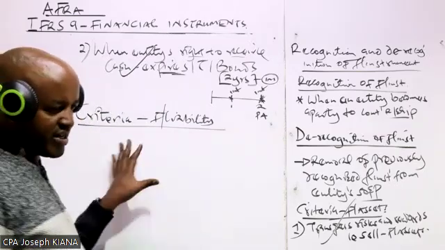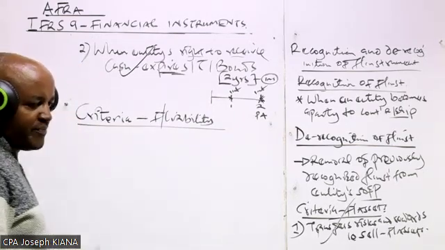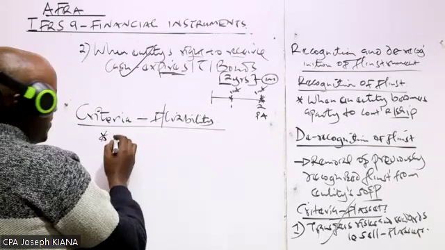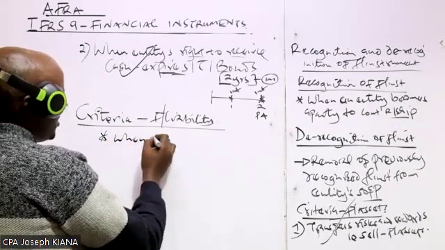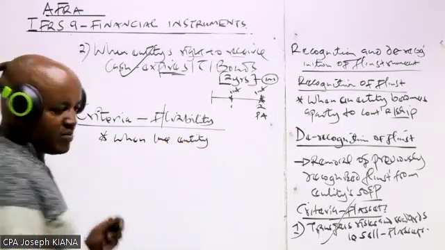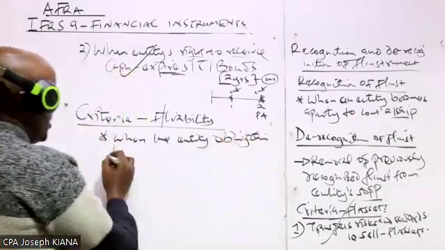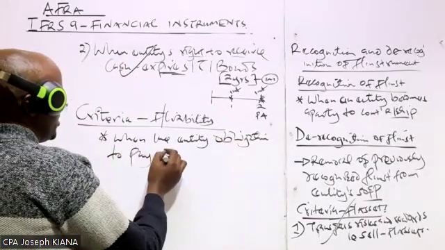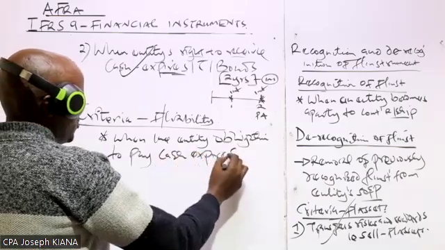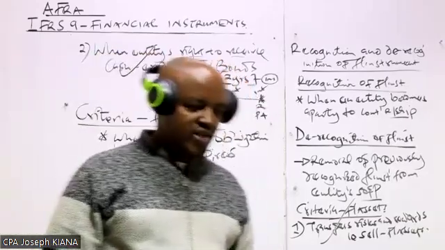So here we have one criteria for derecognizing this. A financial liability should be derecognized when the entity's obligation to pay cash expires. When the entity's obligation to pay cash expires. The entity's obligation to pay cash has expired.